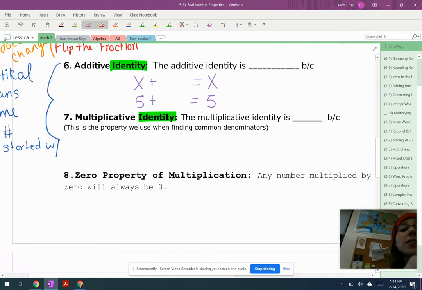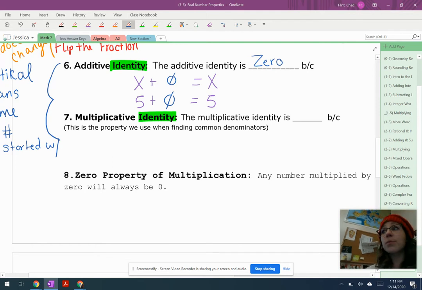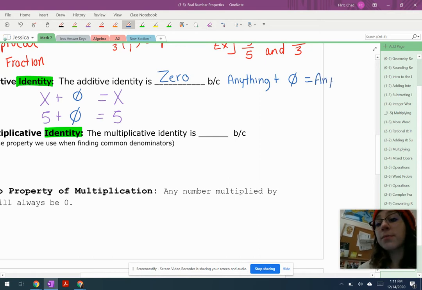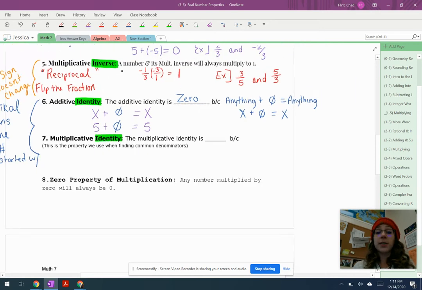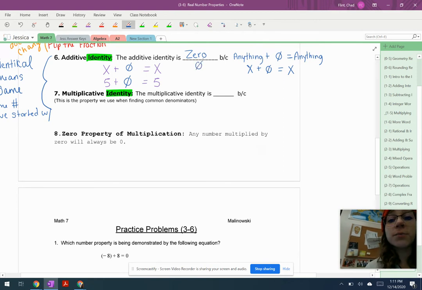Well, that's kind of an obvious answer, but 0. If I add 0 to X, I still get X. If I add 0 to 5, I still end up with 5. So the additive identity is 0, because anything plus 0 equals that anything. That's what we mean when we say any number plus 0 is always going to equal that X we have back. So the additive identity is 0.